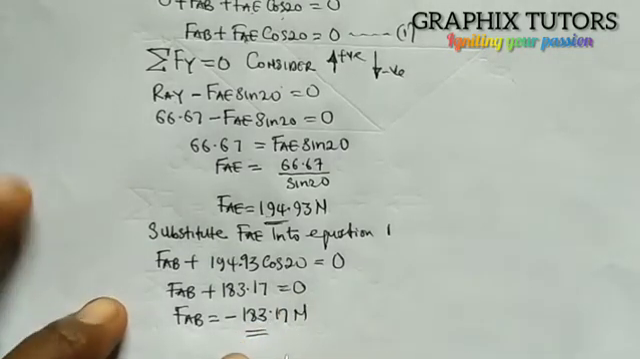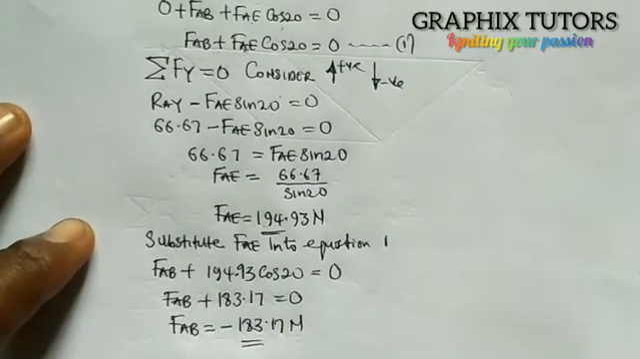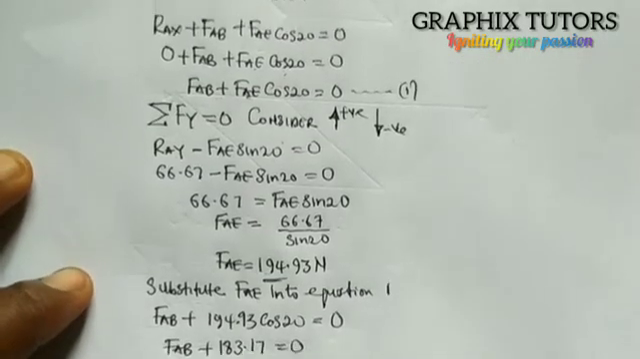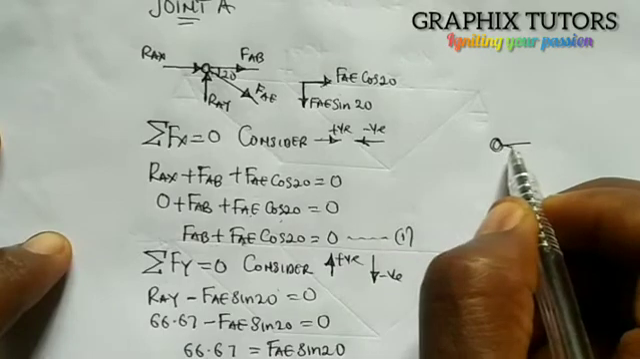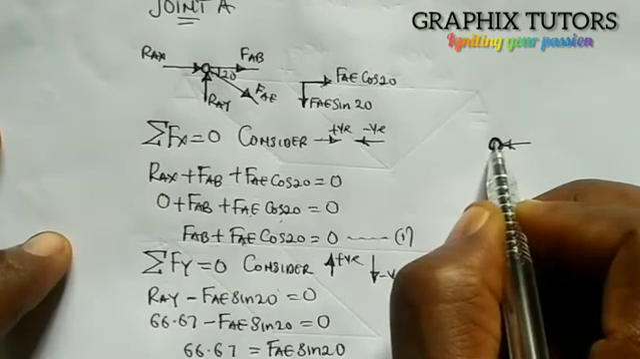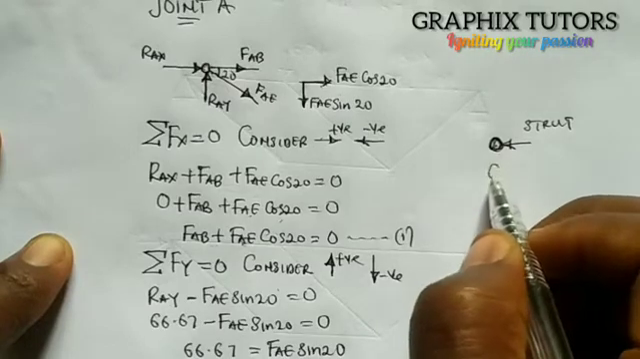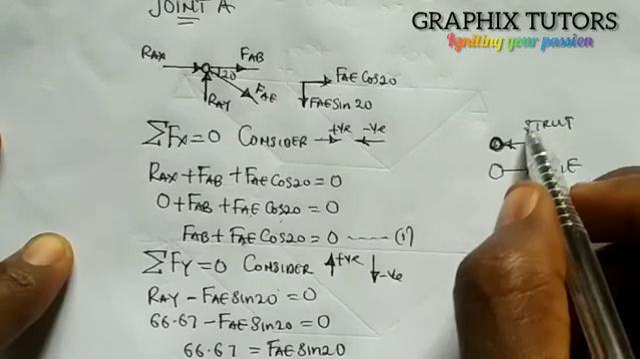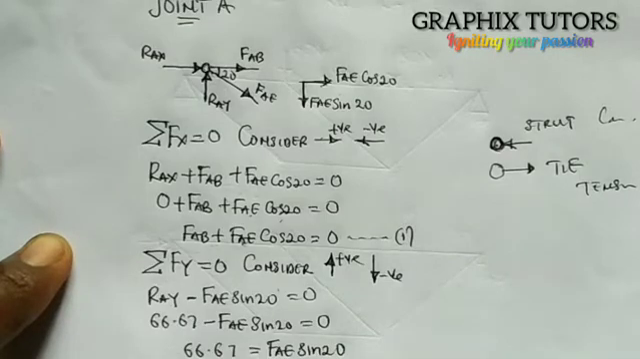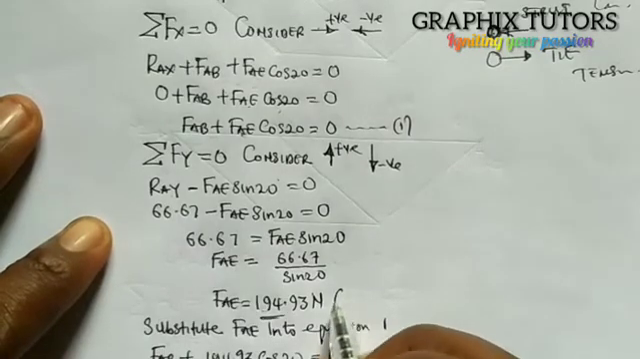That's the first one. Now one thing you need to know is there's something we call when a force is in tension, when the force is a tie, and when the force is a strut. If a force is going inward, as in going into this joint here, are you with me? When it's going inward, you call it a strut. But when the force is coming outward of the joint, you call it a tie. The tie is from the word tension, and the strut from the word compression. So my FAE is 194.93, positive, and it's coming out, so it means that FAE is a tie.